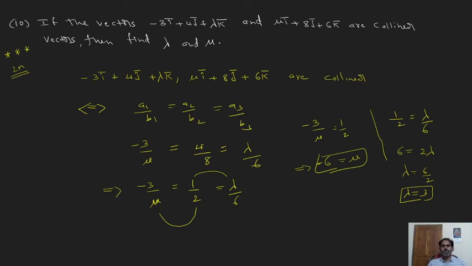Same process, these are collinear vectors. I gave the formula a1 by b1 equals a2 by b2 equals a3 by b3. Easy, collinear condition. When two vectors are given like a1 i bar, a2 j bar, a3 k bar, and b1 i bar, b2 j bar, b3 k bar, this is the collinear formula. In the previous problem, the position vectors of points A, B, C were given, that's why the process was finding AB bar and AC bar.